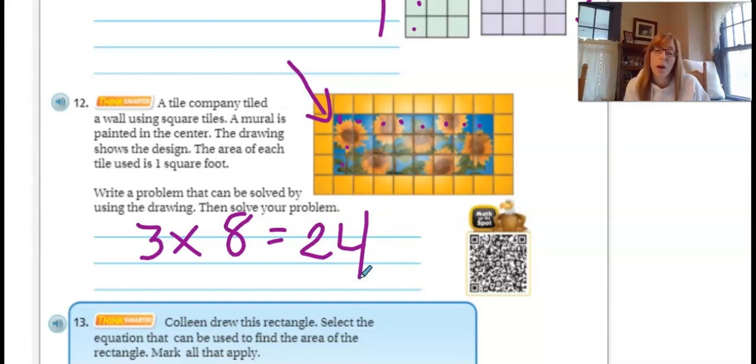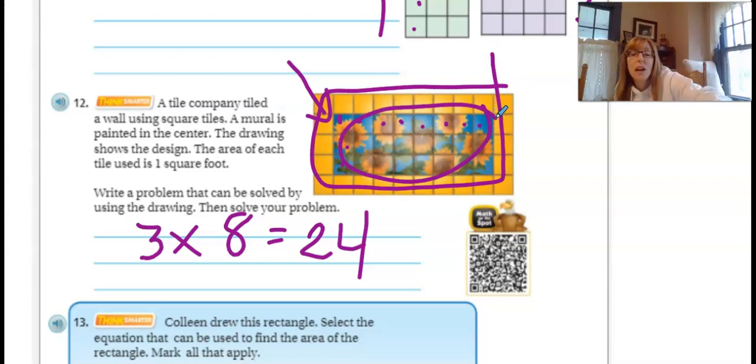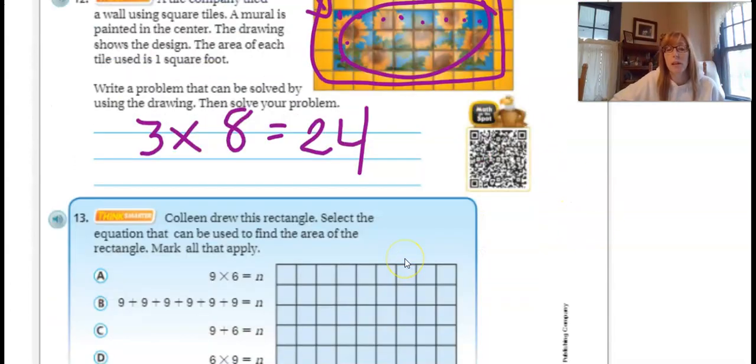So then you could write a problem. You could say how many more square feet of yellow tiles were there than the square feet of the hand-painted tiles? So you could count these up and compare them to all of these. Or you could say how many total wall tiles were used for the mural and not the frame. Okay, so there's lots of different story problems that you could write.